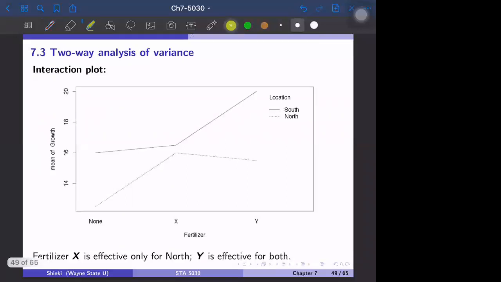So this is the interaction plot. For the south exposure, we have this result. So we have no fertilizer or fertilizer X or fertilizer Y. None and X don't have much difference, but the Y has a large difference. And for the north exposure, the north field, the curve is a little different. So actually the fertilizer X and Y both work almost in the same way, and both are much better than none. So that means probably we have to consider the interaction between location and fertilizer. So fertilizer X only works for north location.